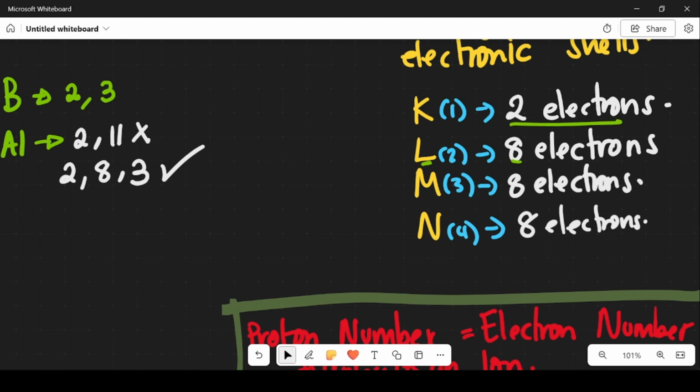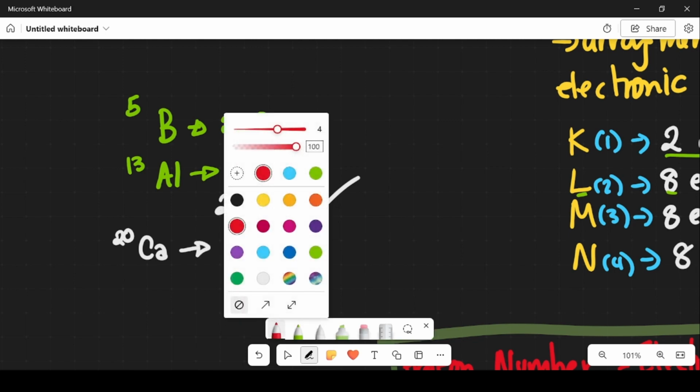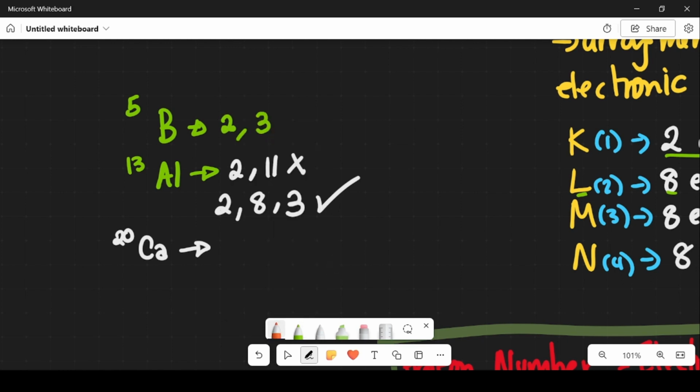All right, now let's take the maximum. Okay, that is your calcium. Ca has a proton number of 20. That also means an electron number of 20. All right, so if we want to configure calcium right here, what do you want to use? Orange maybe? All right, so I'm going to put 2 here.